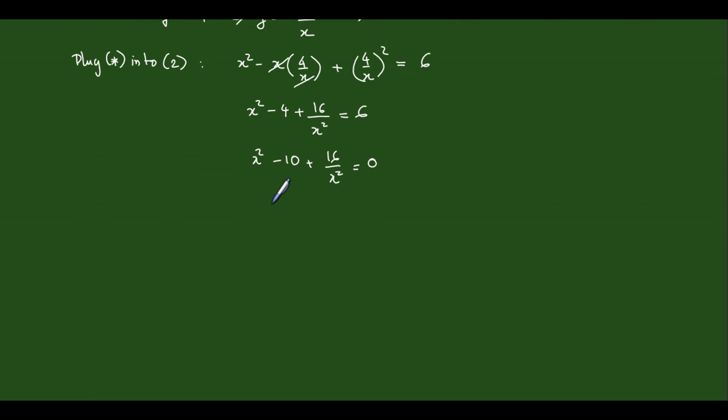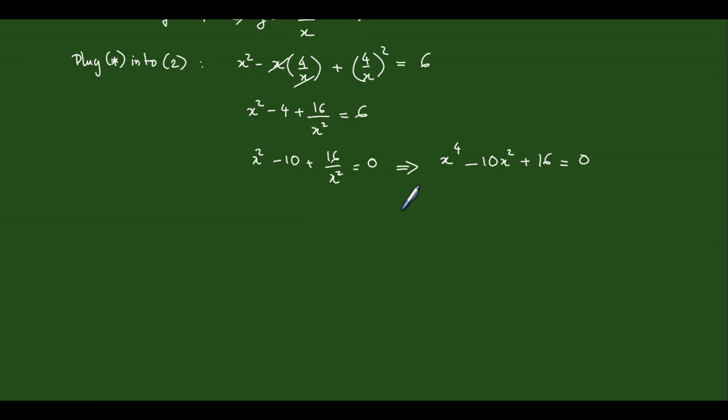Right. Then I will multiply both sides by x squared, so I will have x to the 4 minus 10x squared plus 16 equals 0, right? So from here, you can factor or you can name a variable if you want to. I can factor them because this is a very familiar equation. We already learned how to solve it.